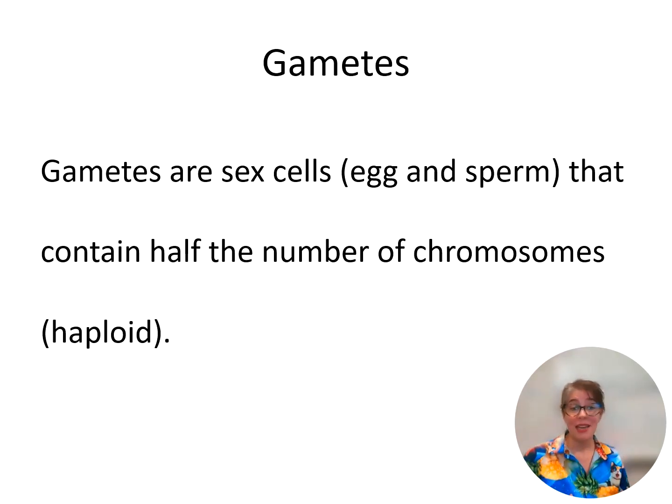Gametes. Gametes are just sex cells. I've talked about egg and sperm cells before. You have a large gamete, your egg cell, and a small gamete, your sperm cell, in humans. And these each contain half the number of chromosomes. They're haploid. And gametes are the result of meiosis.